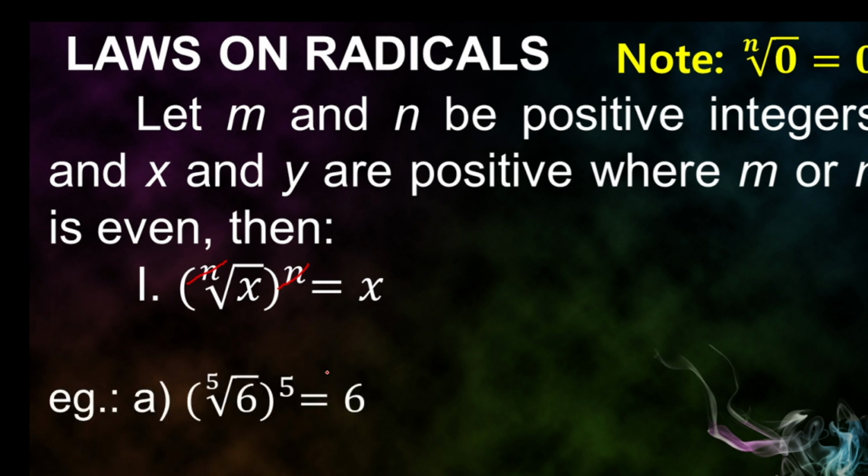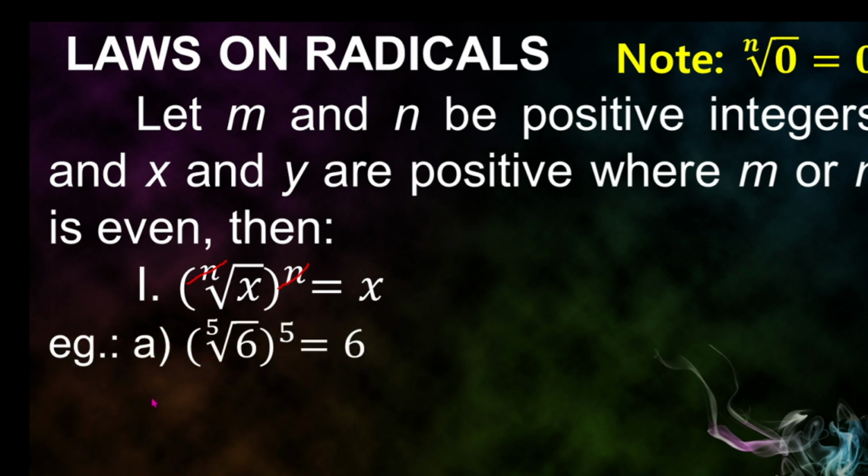So, for example, we have the fifth root of 6 quantity raised to 5. Since the exponent is equal to the index, we can simply cancel it out. So, therefore, we have 6. Next, we have the fifth root of negative 1 quantity raised to 5. It is equal to negative 1. Again, the index and the exponent are equal, so we are going to cancel it out. So that makes it equal to negative 1.